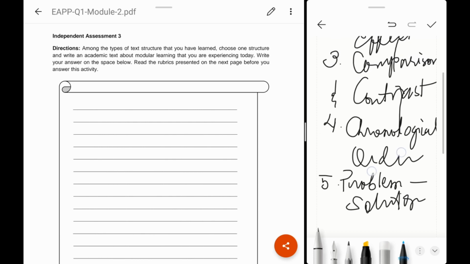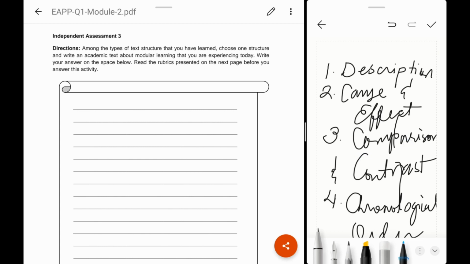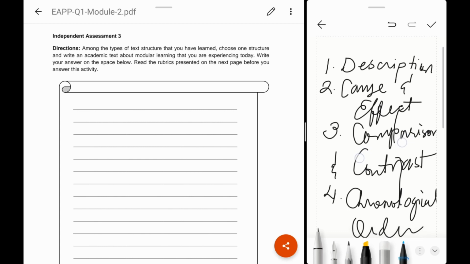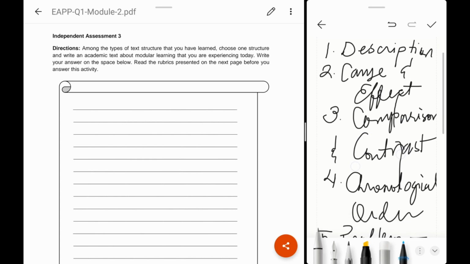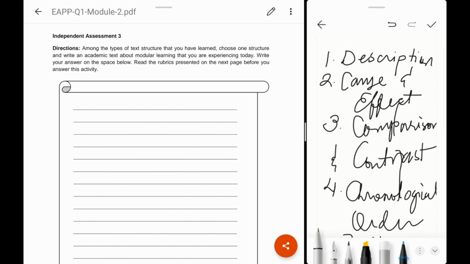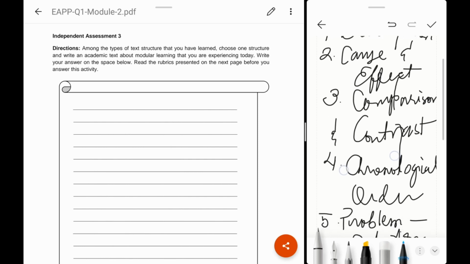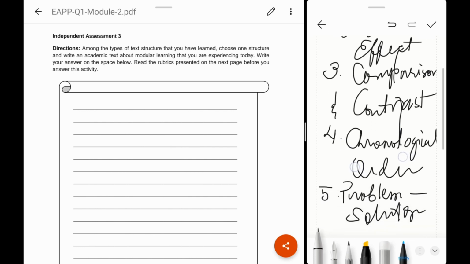Tapos, gumamit ka lang daw ng isa sa mga technique na to. Halimbawa, description. Describe mo lang, how is your experience using modular learning? Cause and effect. Anong cause kung bakit ka nagwa-modular learning ngayon? Tapos, anong effect ng modular learning mo? Ganon. Third, comparison and contrast. So, siguro pwede mong i-compare and i-contrast itong modular learning mo sa old normal, nung dating face-to-face pa.